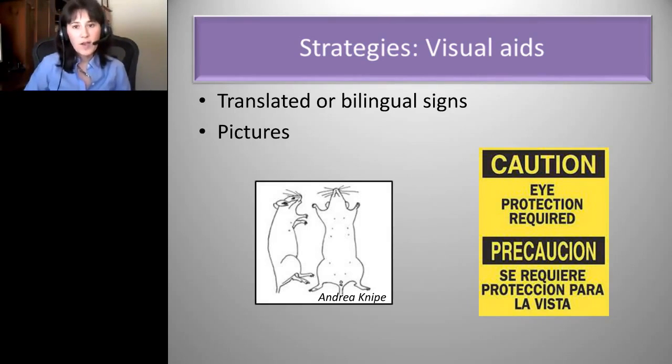So what kinds of visual aids, I just want to pause and get some feedback from the audience. Could you share some visual aids that you might be using already in your facility that support your English language learners? I'm going to watch the Q&A box coming in, and I'll share with the audience what kind of signs or pictures that you all are using to support your English language learners now in your facilities.